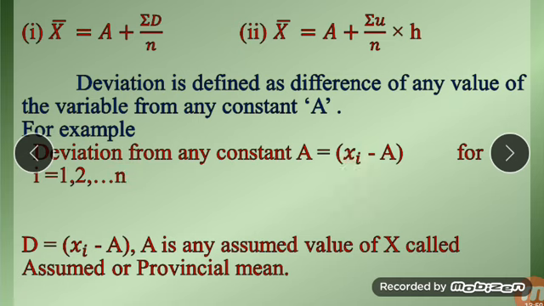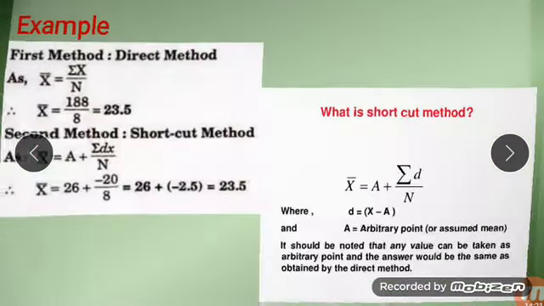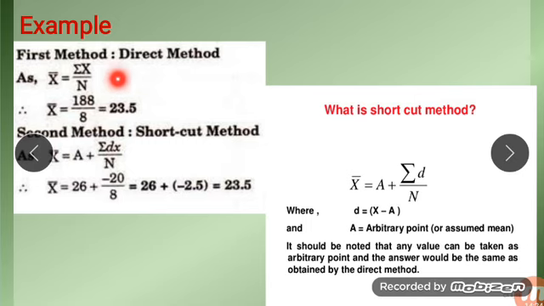So xi shows the observations in the data. i can be 1, 2, meaning the first data, then the second data, and so on, up to the number of observations that we have. We're going to subtract each of those from a, the assumed or provisional mean. Here we have an example. The first method used here is the direct method. You can see that in the direct method we sum all the observations, then divide by the number of observations, and we have the answer 23.5.